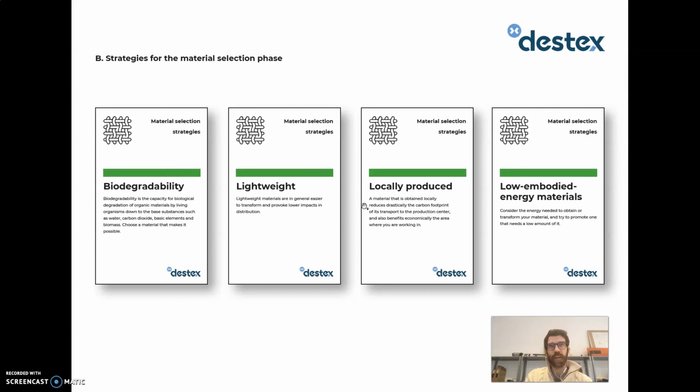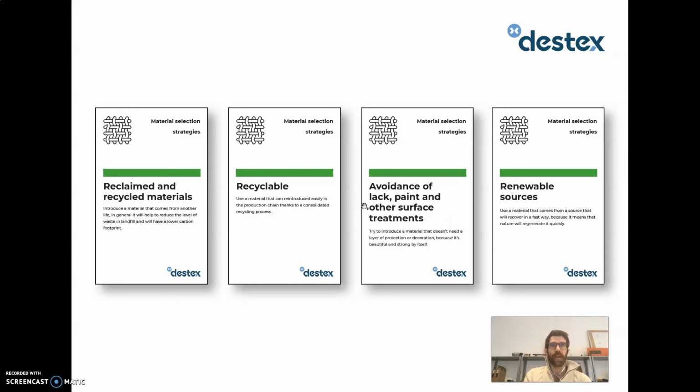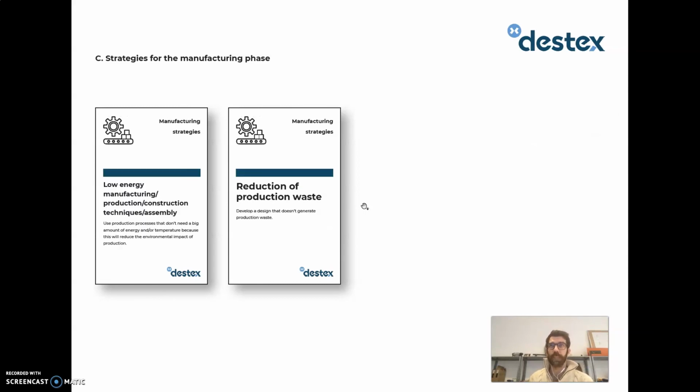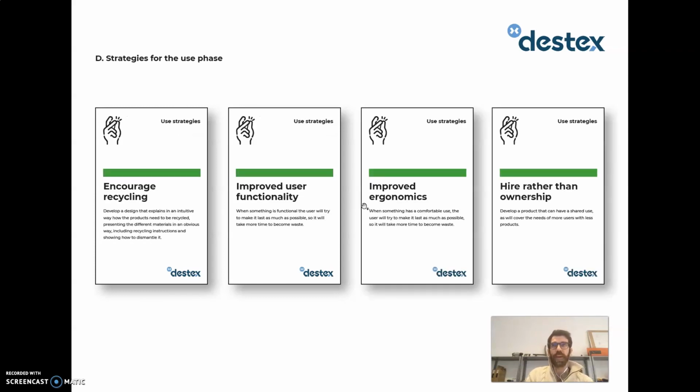a lightweight one, a locally produced one, low-embodied energy materials that have a low carbon footprint, materials that are reclaimed or recycled, that are recyclable, that don't have any paints or lacquers or other surface treatments, that come from renewable sources, that are products made of only one material, that come from certified labels, for example. From the manufacturing phase, you can use low energy manufacturing production processes. You can reduce production waste.